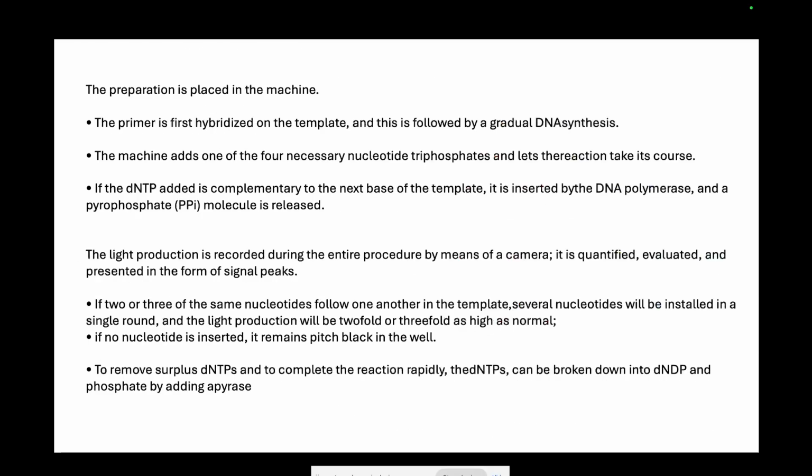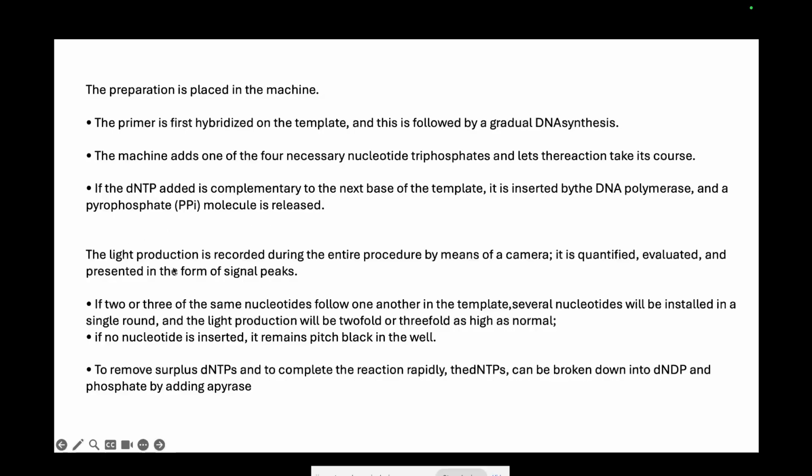So while this process is occurring inside the machine, the primer will first be hybridized on the template, and then gradual DNA synthesis will occur. The primer will keep adding one nucleotide after another, and the reaction will take place with release of pyrophosphate. If the dNTP added is complementary to the next base of the template, it is inserted by the DNA polymerase, and this pyrophosphate molecule will be released.